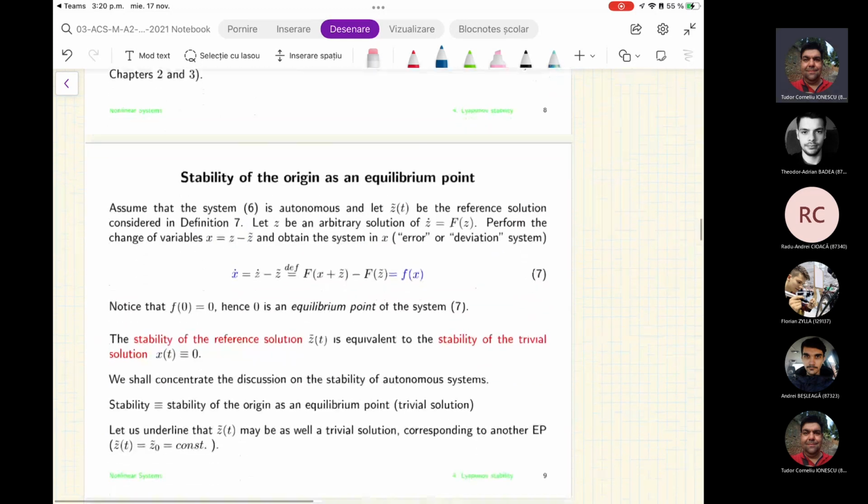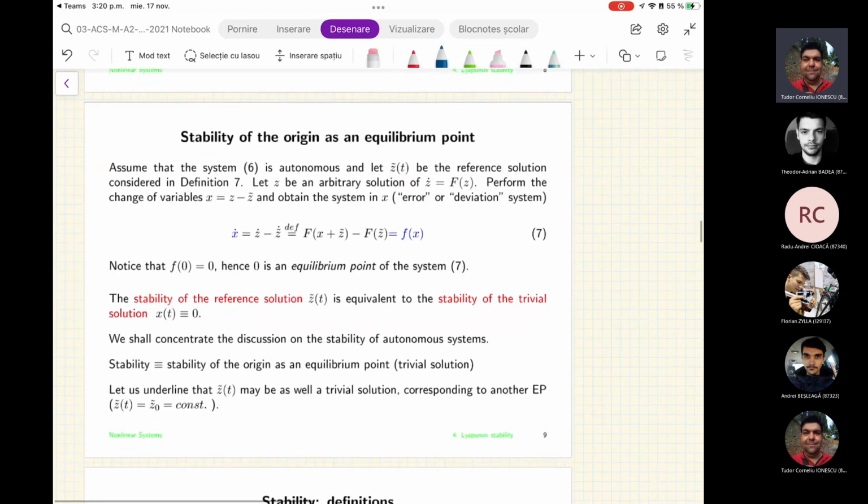All right. And now, of course, we are going to concentrate on the stability of the origin as an equilibrium point, because we can bring everything to the origin. It's better to have the results clear for one very famous point, let's put it this way. And any equilibrium can be transformed very easily, or any system can be transformed to be a system with an equilibrium point in the origin.